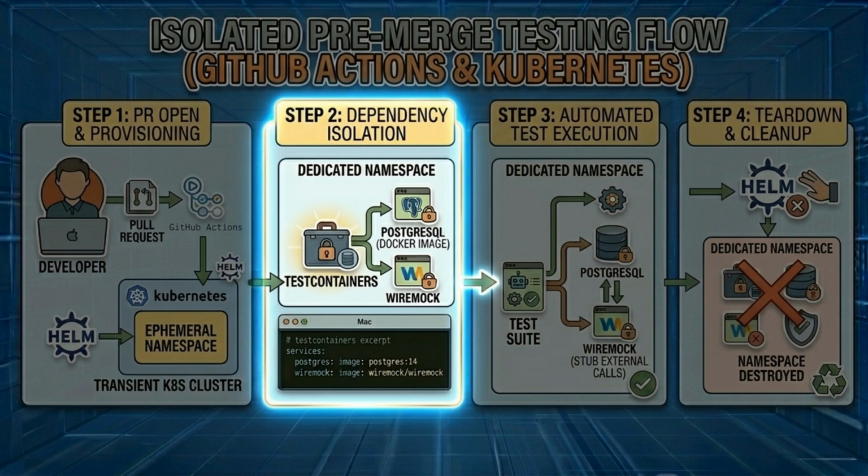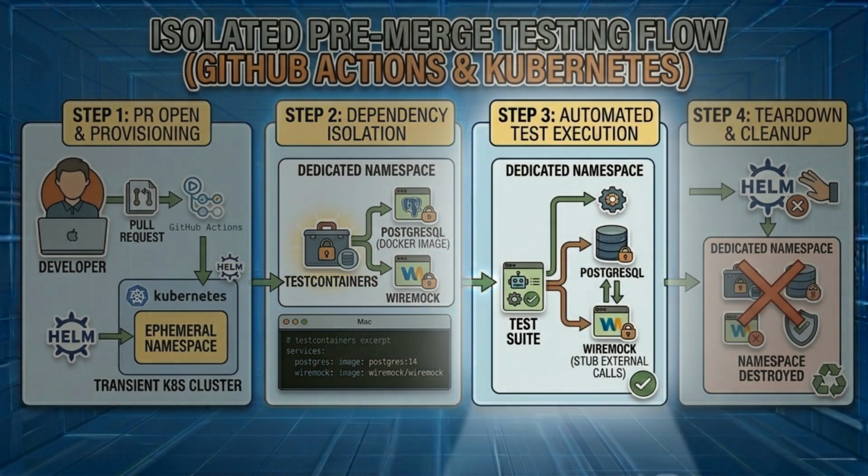Step 2. Dependency isolation. The pipeline leverages Testcontainers to spin up a fresh Postgres Docker image specifically inside that namespace. Simultaneously, it deploys a WireMock container configured to stub all third-party external calls.